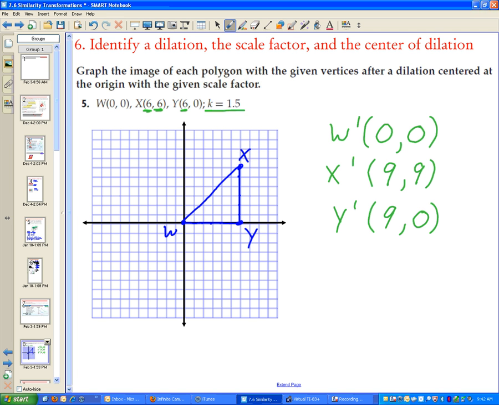So the graph of our new figure, the graph of our image, W prime is the same place as W. Y prime is right there. And X prime is right there. And they really do look like similar triangles, don't they? So that's not all that bad. We can do that.